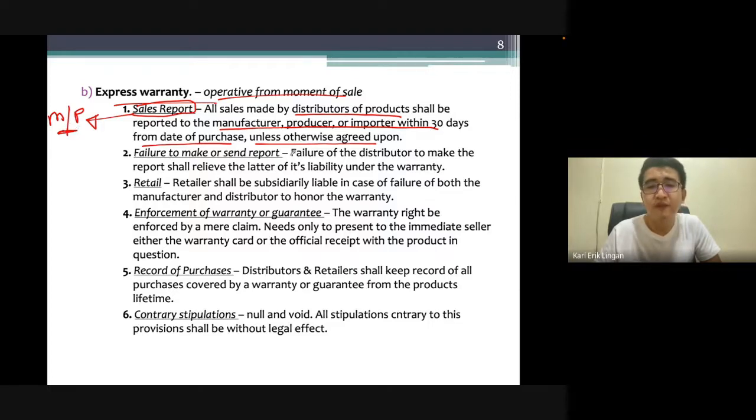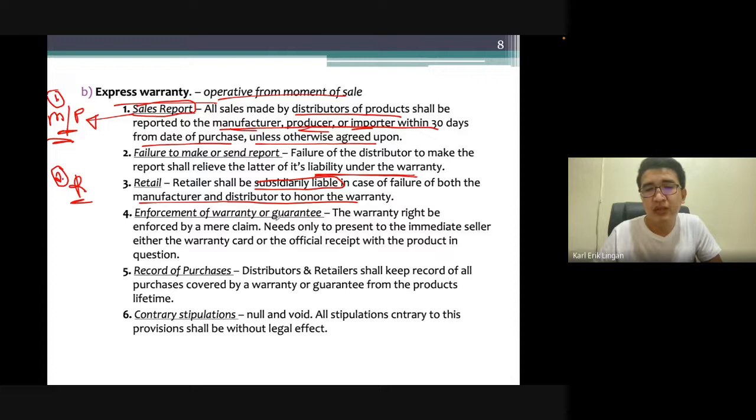Okay? If the distributor fails to make such report, it shall relieve the latter of its liability under the warranty. It is the producer or the manufacturer who is liable. Okay? Retailer shall be subsidiarily liable in case of failure of both the manufacturer and distributor to honor the warranty. Okay? Meaning, si manufacturer at si producer are the parties primarily liable under breach of warranty. Okay? Kapag hindi nila ma-honor, saka lang magiging liable si retailer. Okay? Yung nag-redistribute, si retailer. Okay?